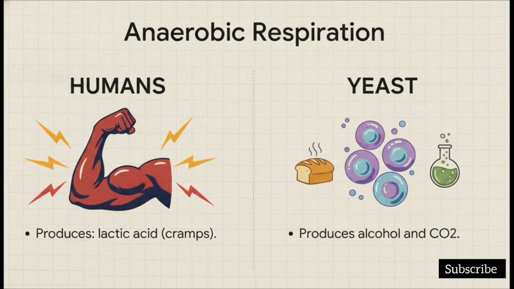The problem? That process produces lactic acid. And that buildup of lactic acid is exactly what gives you those painful muscle cramps. Anaerobic respiration also happens in yeast, but there, the glucose is broken down into alcohol, carbon dioxide, and a little bit of energy. We actually take advantage of this process all the time to make bread, wine, and beer.